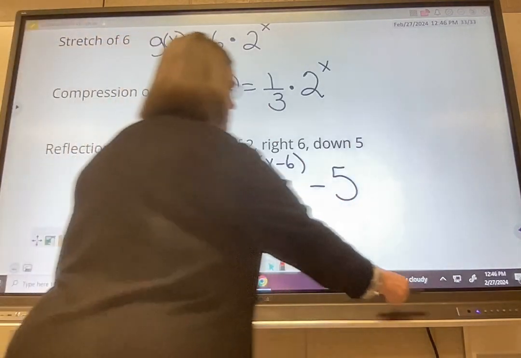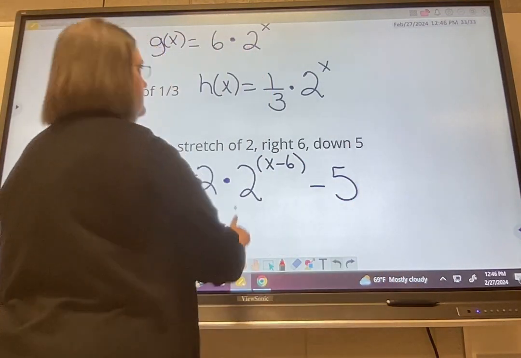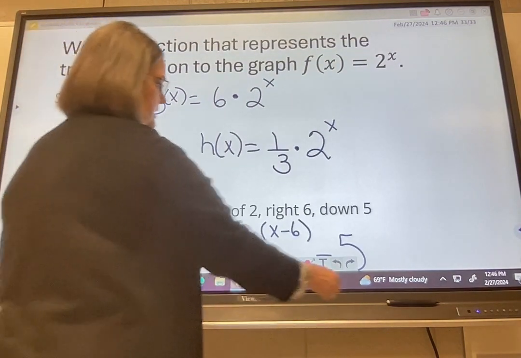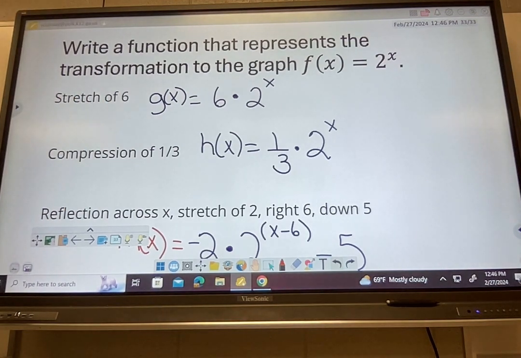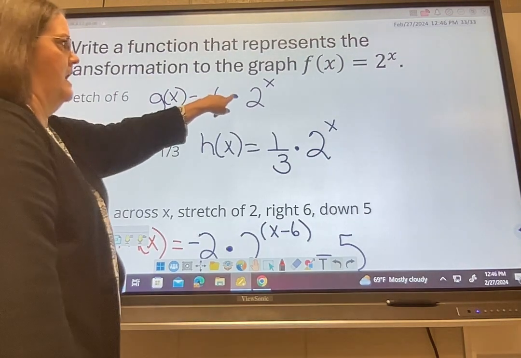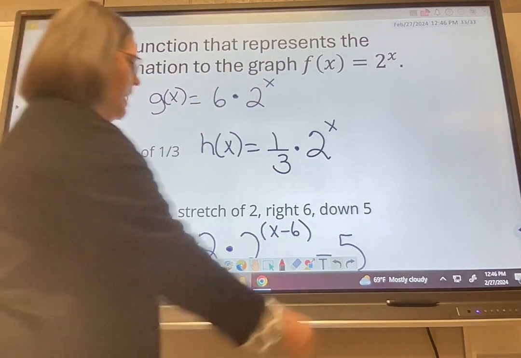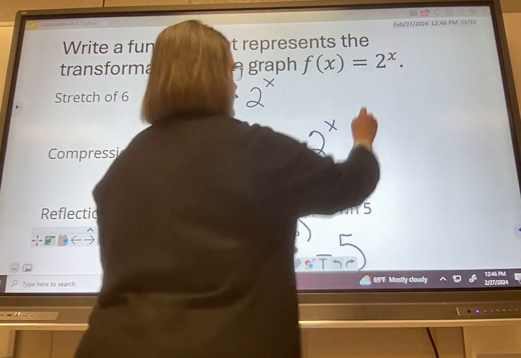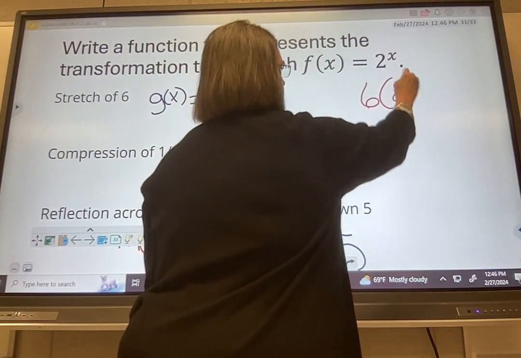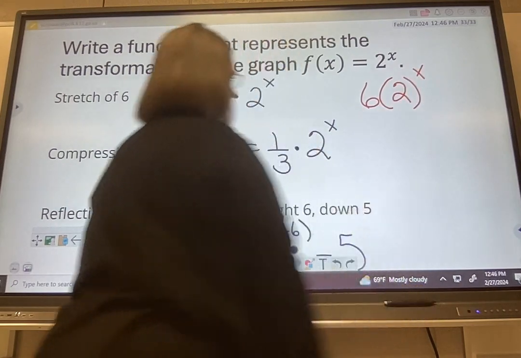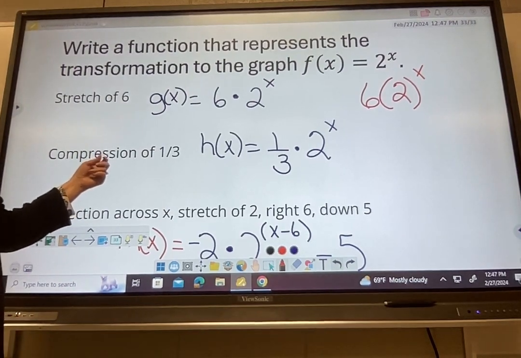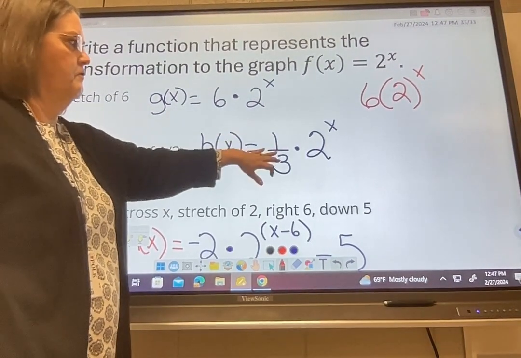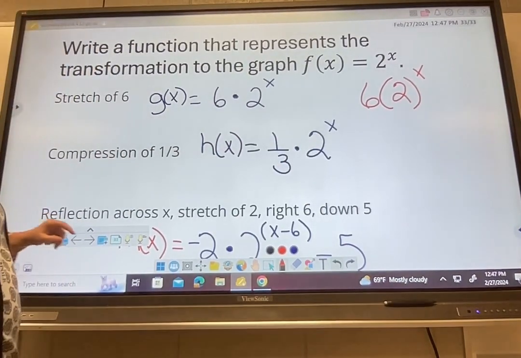Okay, and here we are writing the equation based on the parent and based on the description. So we have the parent of f of x equals 2 to the x power, and we wanted to have a stretch of 6. So I put 6 in the front times 2 to the x. They may also write this without the times. They may write it 6 parentheses 2 to the x. It would be the same thing. They may use parentheses instead of that multiplication dot. Same thing here, compression of 1/3, 1/3 in the front times 2 to the x. And again, they may use parentheses.